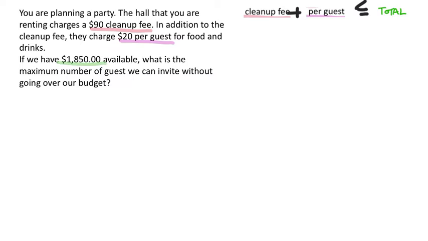All right, so let's start. We got the cleanup fee. We know that's $90. The per guest charge is $20, but that's per person. So I'm going to introduce a variable into this. X is the number of guests. So that'd be 20 times X. That would tell me the total cost for all the guests. And if we add these together, we should get something that's less than or equal to the total, which was $1,850.